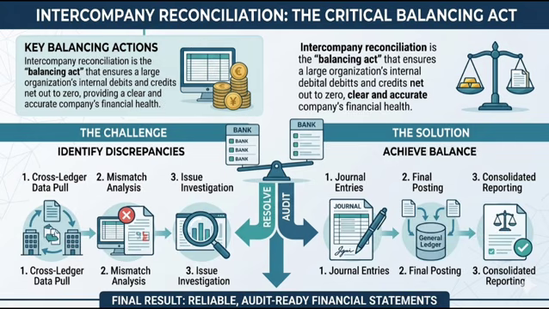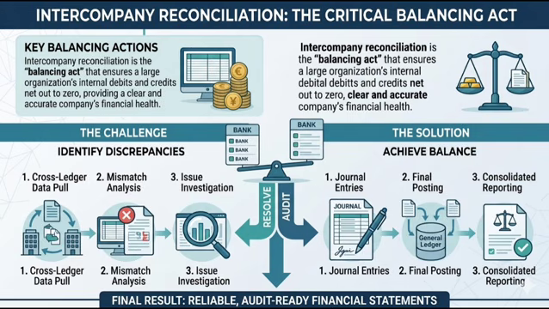Building construction, the pivot point, resolve and audit. The center of this image features a teeter-totter or scale mechanism. This represents the shift from identifying problems to implementing solutions. The left side, the challenge, identifying discrepancies. Think of this as the work phase. Cross-ledger data pull, gathering information from different bank accounts and entities. Mismatch analysis, highlighting where the numbers don't add up, marked by the red X. Issue investigation, digging into the data to find the why.